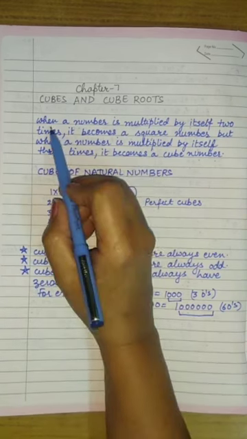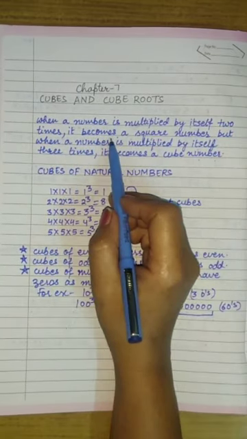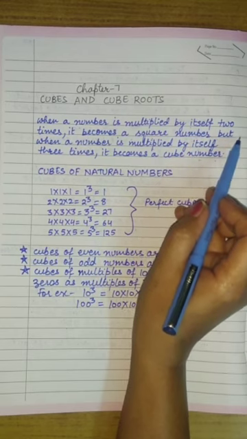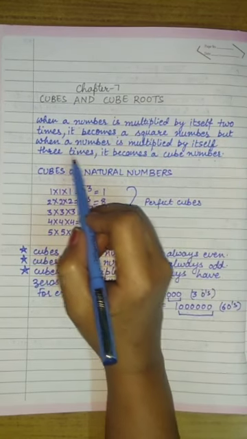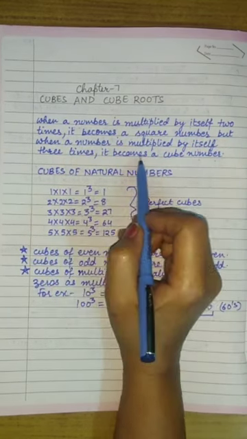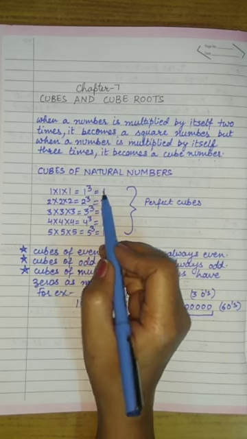You all know that when a number is multiplied by itself 2 times, it becomes a square number. But when a number is multiplied by itself 3 times, it becomes a cube number. Now I have written cubes of natural numbers from 1 to 5. Now 1 into 1 into 1. When 1 is multiplied 3 times, it is written as 1 raised to power 3. It's called 1 cube, which is equal to 1.